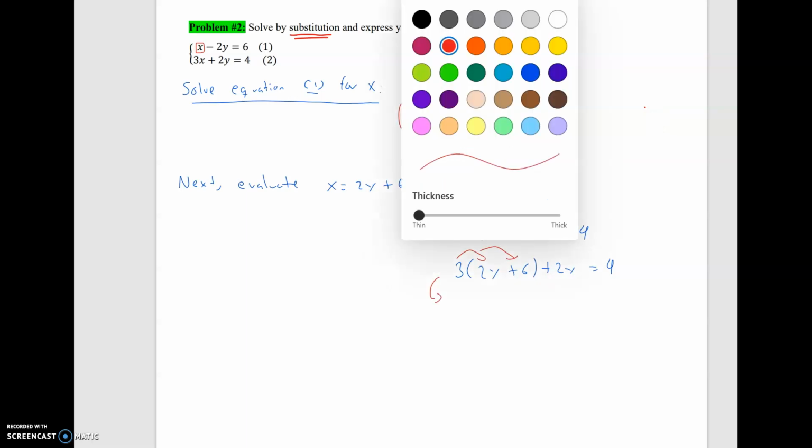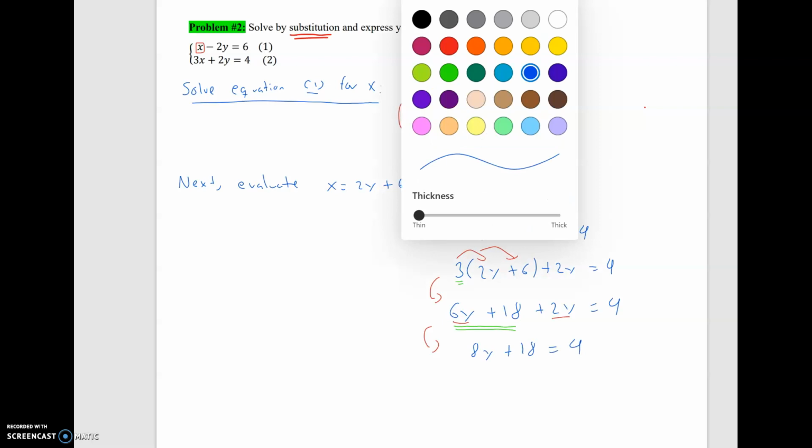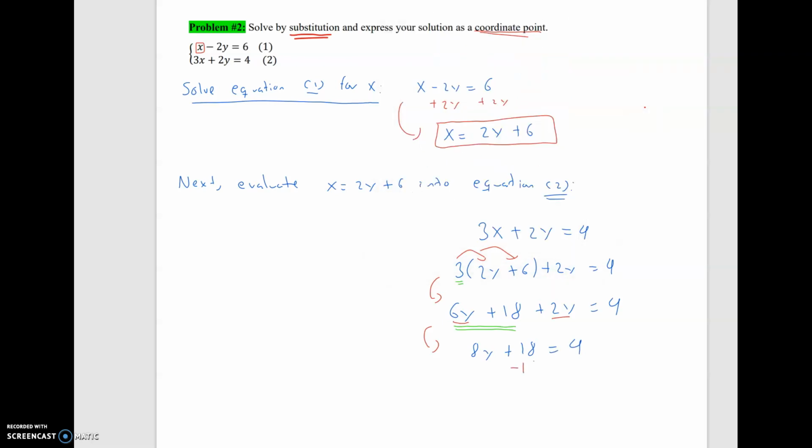So we're going to end up with 6y plus 18. That's the result of multiplying the 3. So that gives us those 2. And then we technically had plus 2y is equal to 4. At this point, let me combine like terms. So we're looking at 6y and 2y, or 8y plus 18 is equal to 4, and then subtract the 18s.